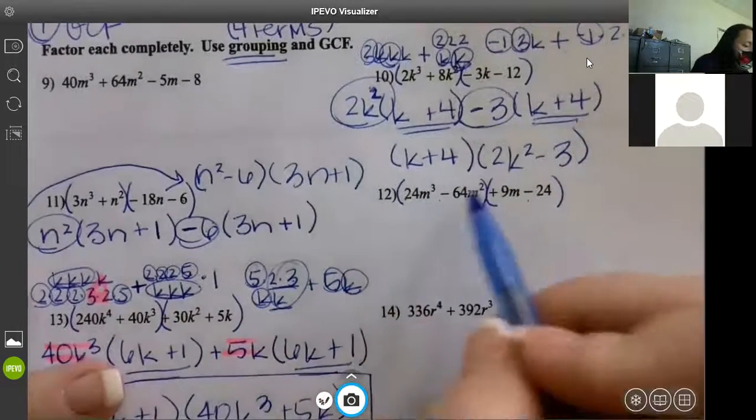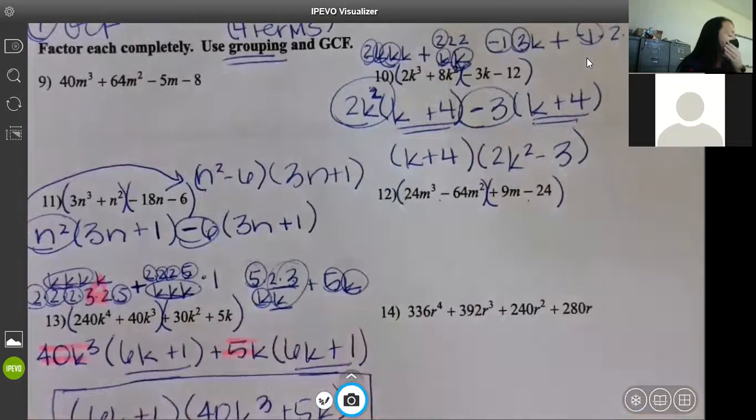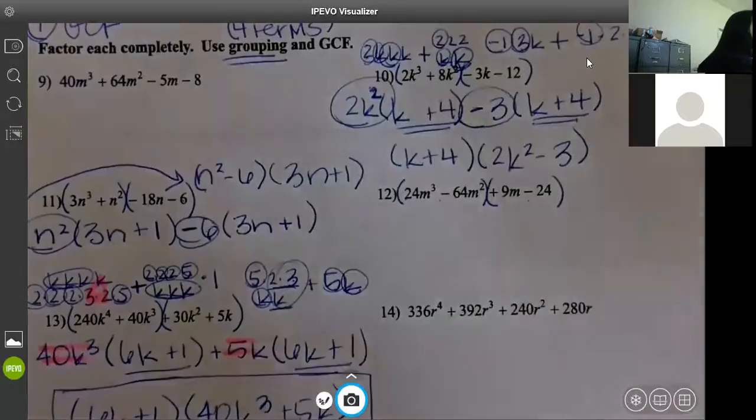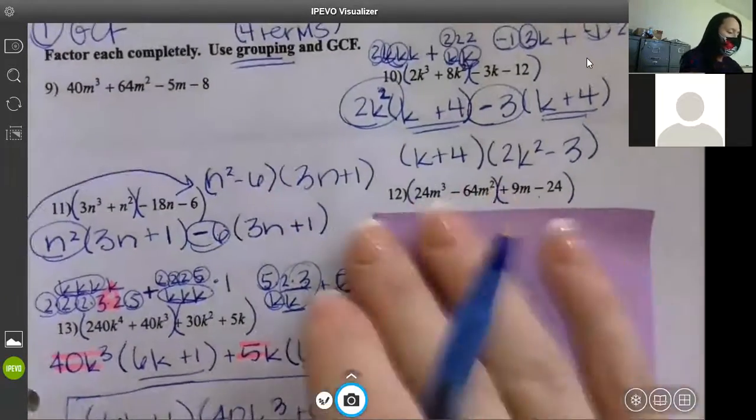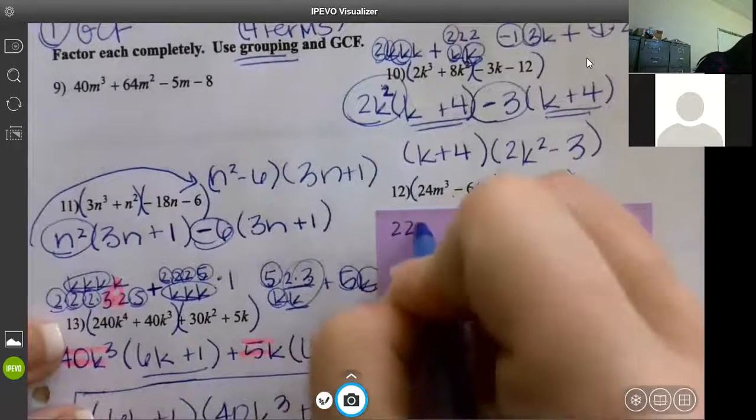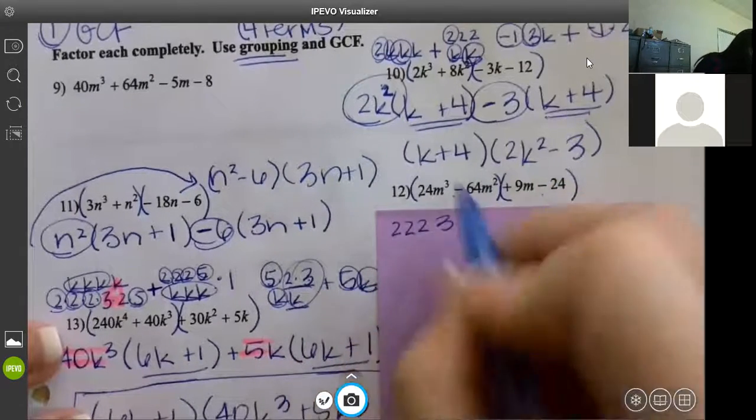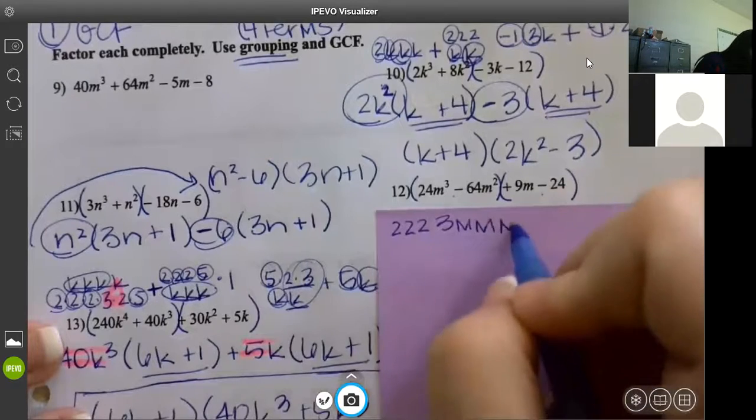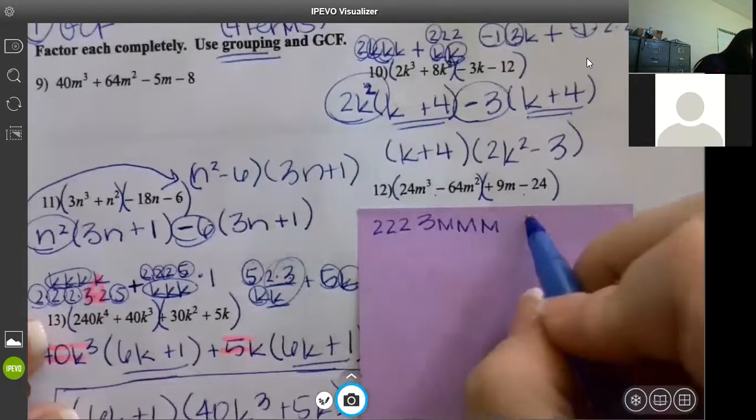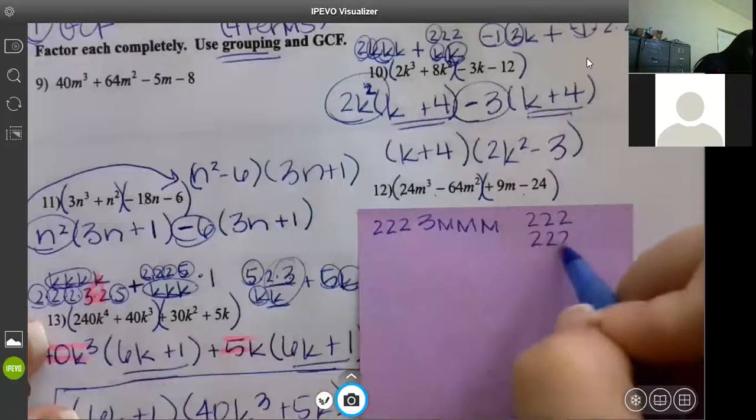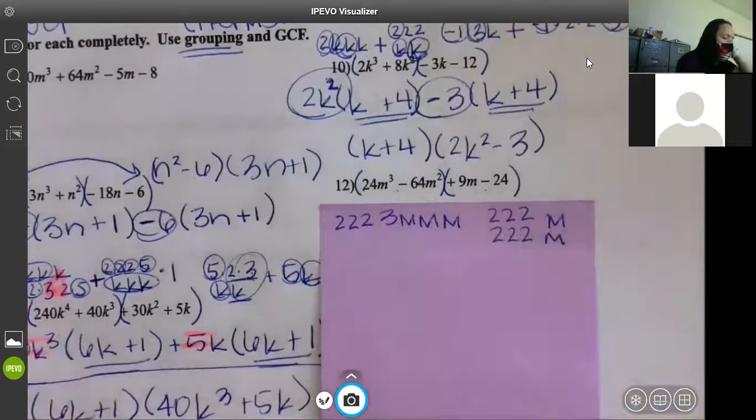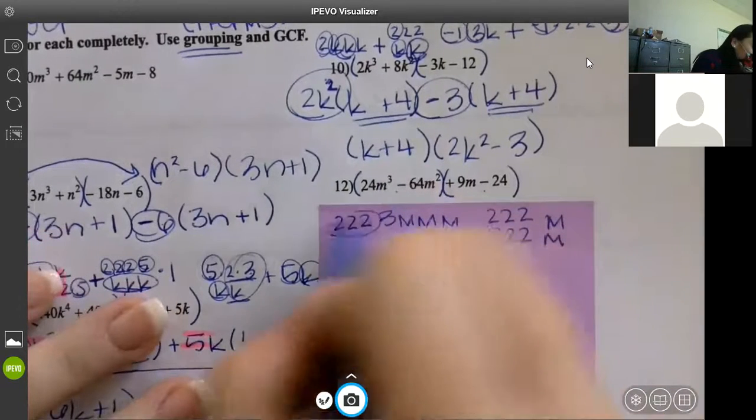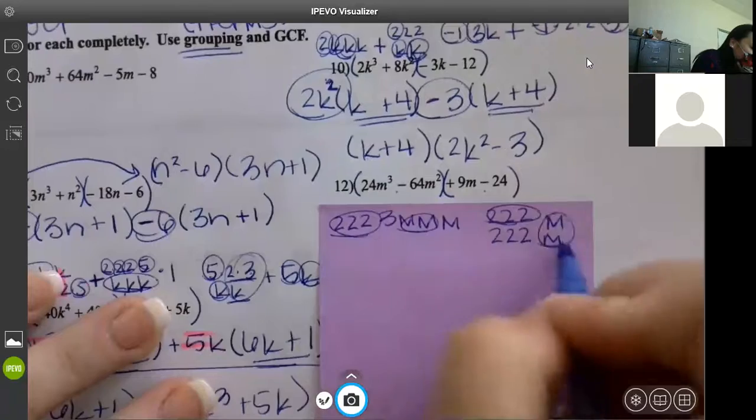What's in common between 24 and 64? 24 and 64. If I break it down, I'm going to do this on a separate sheet of paper so you guys can see it. I'll do it on the Post-it note. 24 is 8 times 3 and 3 m's. 64 is 8 times 8, which will be 6 2's and 2 m's. What do they have in common? 3 2's, which is 8, and 2 m's.